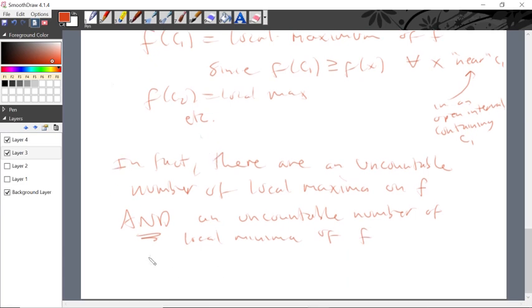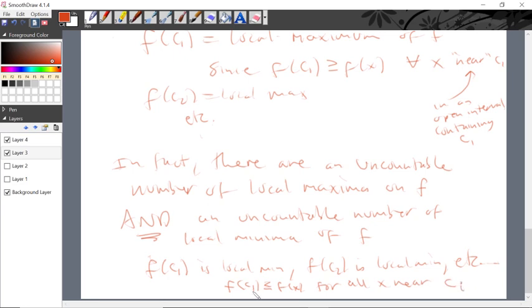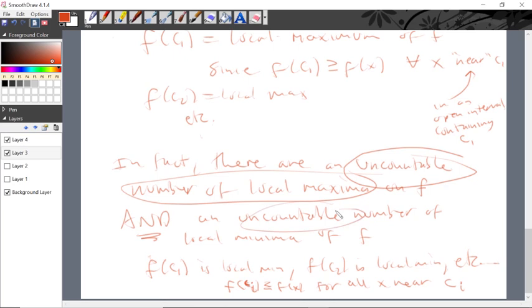Because we could say that f of C1 is a local min, f of C2 is a local min, etc. Because for any one of those, we can always say that f of C1 is less than or equal to f of x for all x near C1, or Ci in general, for any C. An uncountable number of local maxima, an uncountable number of local minima.